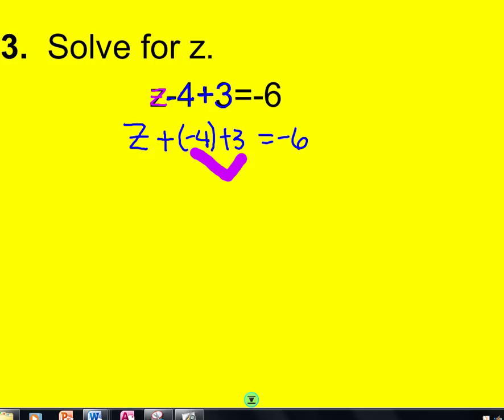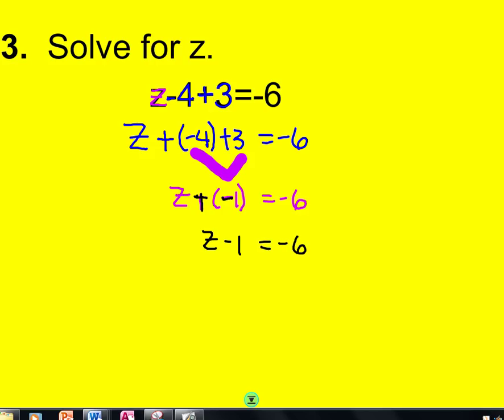So z plus negative 4 plus 3, let's combine my like terms. So I have z plus negative 1. Negative 4 plus 3 is equal to negative 1. So z plus negative 1 is equal to negative 6. I can simplify this farther. z plus negative 1 is equal to z minus 1. So I used the same rule. I know that subtracting is the same as adding the opposite. So instead of adding negative 1, I subtracted the opposite. So z minus 1 is equal to negative 6.